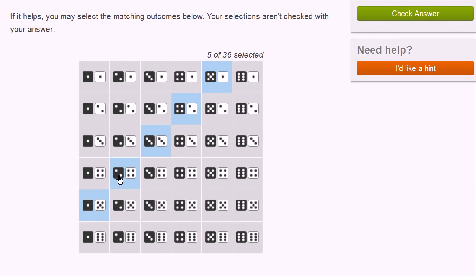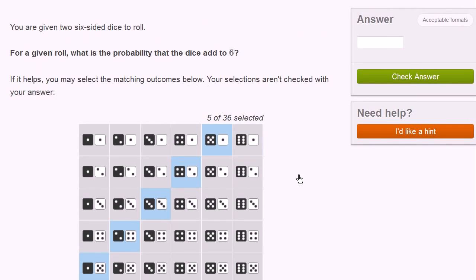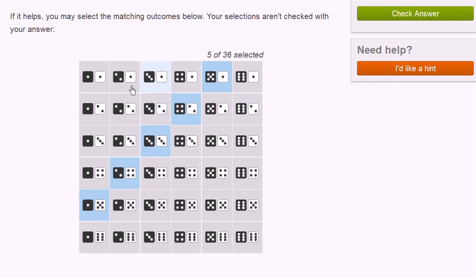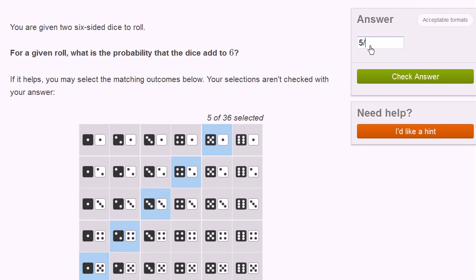So here I have 1, 2, 3, 4, 5 possibilities where my dice add up to 6. So I have 5 possibilities out of a total of 36 equally likely ones. This is a 6 by 6 grid, and it comes from 6 possibilities for one die times 6 possibilities for the other die. So 5 possibilities satisfy my constraint out of a total of 36.